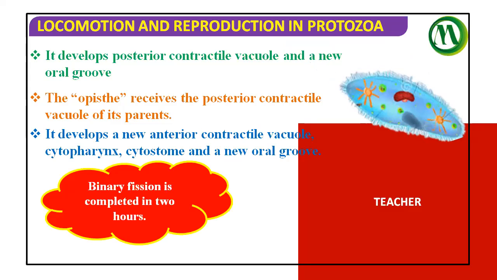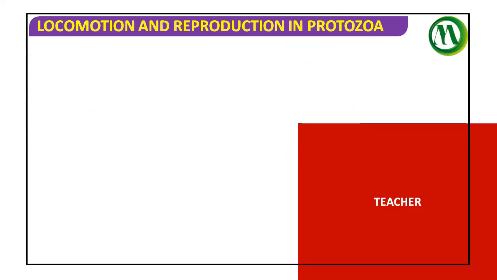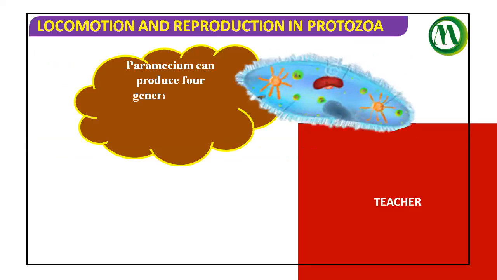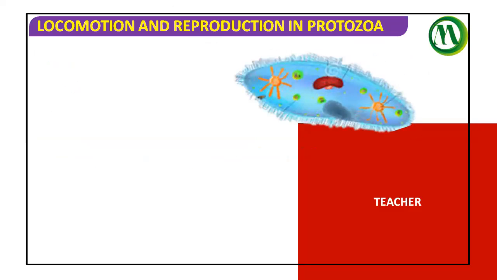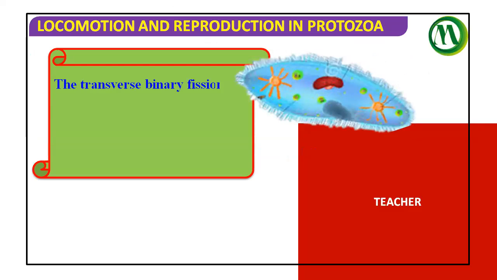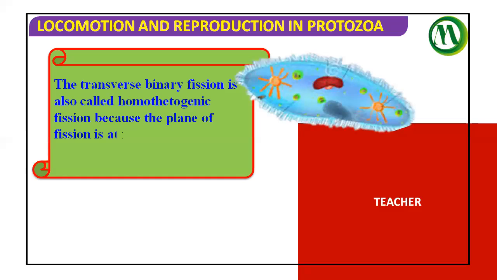Binary fission is completed in 2 hours. The paramecium will undergo binary fission 4 times a day. That means 16 individuals can be formed after the 4 divisions. The transverse binary fission of paramecium is also called homothetogenic fission, because the plane of fission is at right angles to the longitudinal axis of the body.